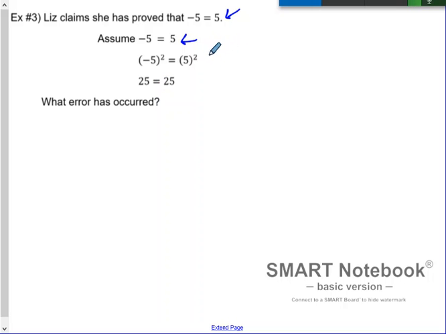Since Liz begins with a false assumption of the thing that she is trying to prove, everything that comes later is completely invalid. So Liz's proof is based on something that isn't true. Therefore, the conclusion that she reaches is also not true. As soon as you're using the thing that you're trying to prove as an assumption in your proof, that is circular reasoning.